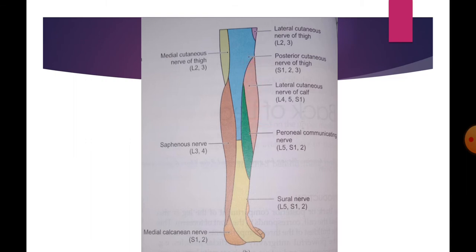Okay, then the peroneal communicating nerve. It is another branch of the common peroneal nerve. Its root value is L5, S1 and S2. It descends and joins the sural nerve about 5 cm above the heel. Before joining with the sural nerve, it supplies the skin of the lateral area of the calf.